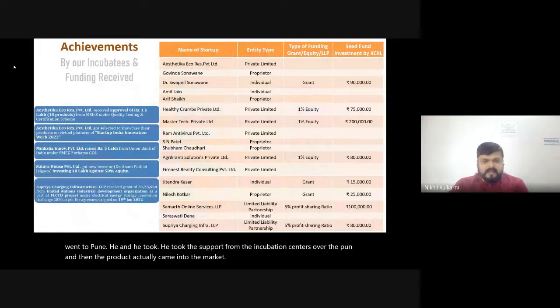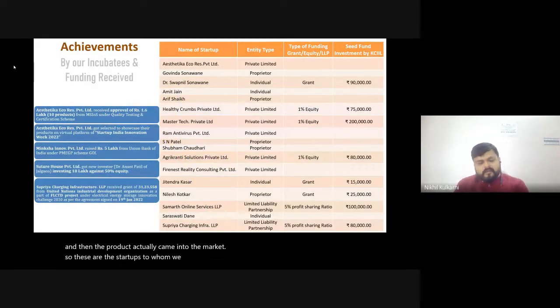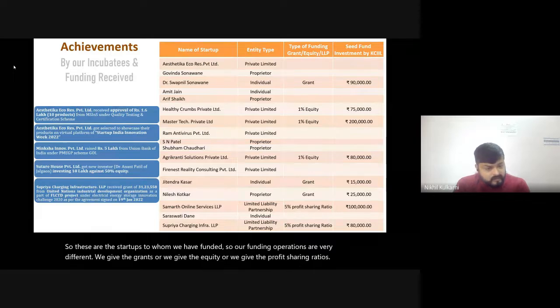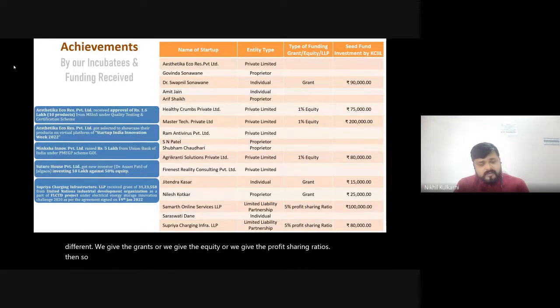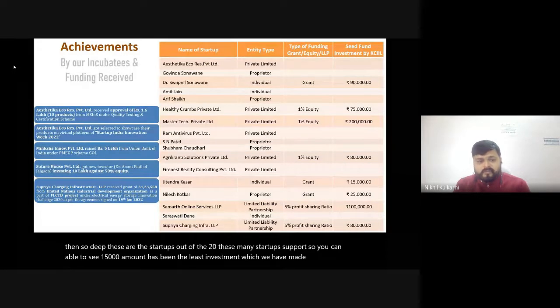So these are the startups to whom we have funded. Our funding operations are very different. We give grants, or we give equity, or we give profit sharing ratios. Then these are the startups out of the 20, these many startups got support. You can see 15,000 rupees was the least investment which we have made, and the maximum we have invested is 2 lakh rupees.